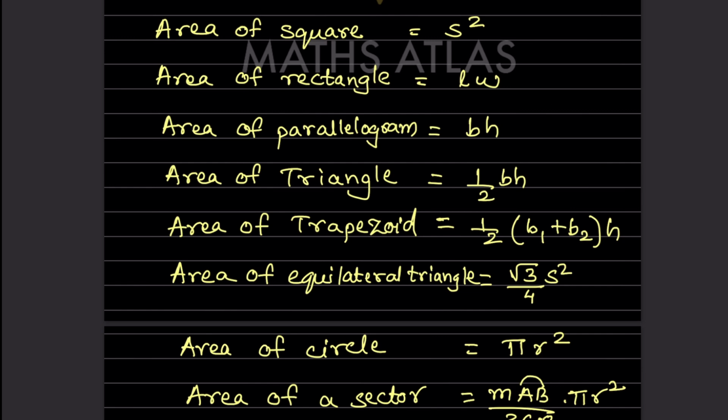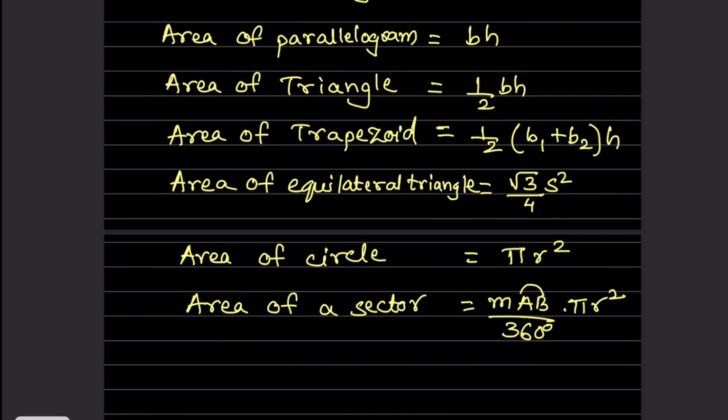Area of a trapezium. Now this is a trapezium, and these are the parallel sides of it. We consider this as B1 and this as B2, and this is the height of it. So now what will you write? Half into B1 plus B2 multiplied by height. Area of an equilateral triangle is root 3 by 4 S square. Area of a circle is pi r square.